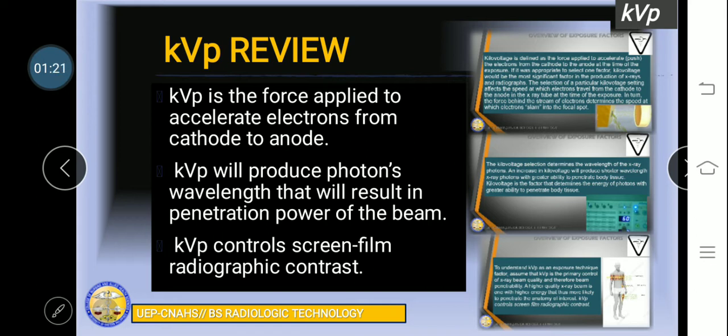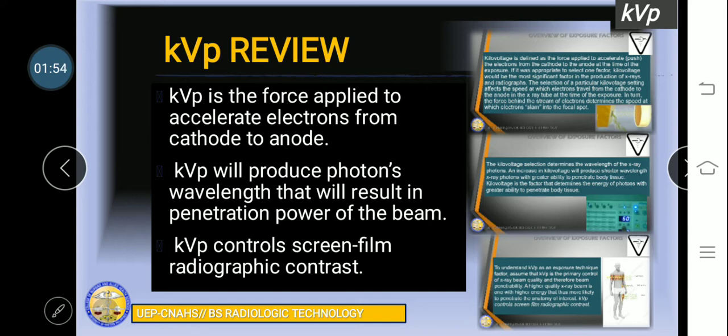The second one, based on our former discussion, we said that KVP will produce a photon wavelength that will result in penetration of the beam. That is why we call it kilovolt peak. Peak, right? This is the highest point of the wavelength, which means we will get the highest energy of that wavelength to determine the energy of electrons that will slam into the focal spot.